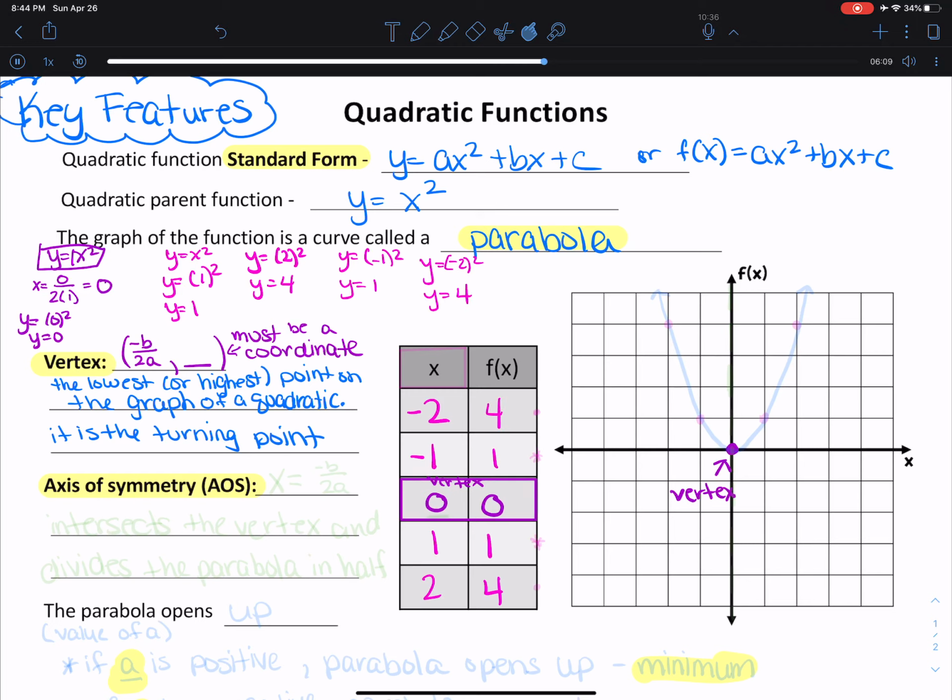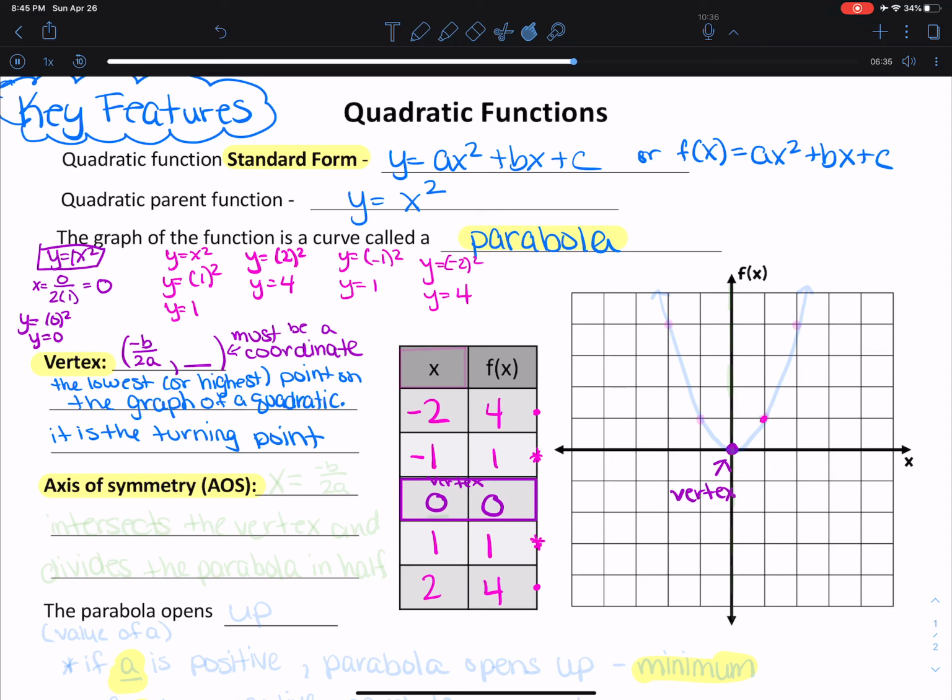Now, if you look at your table, well, here and here, when my x is positive 1 and my x is negative 1, my y values are both 1. Same thing with our 2's. When my x is positive 2 and negative 2, well, my y values are 4. That's what we want. Our table should always look like that. It should look symmetrical. So those are the next points we're going to plot.